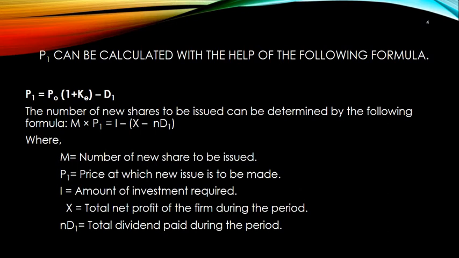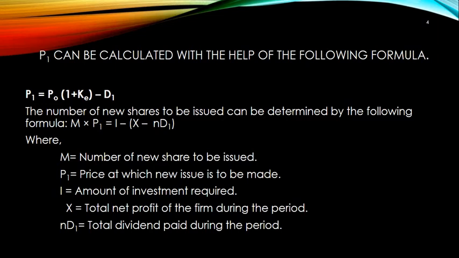P1 can be calculated with the help of the following formula. So to find out the P1 is equal to P0 into 1 plus KE minus D1. The number of new shares to be issued can be determined by the following formula. So to find out the new shares to be issued, the formula is M into P1 is equal to I minus X minus ND1, where M is equal to number of new share to be issued.